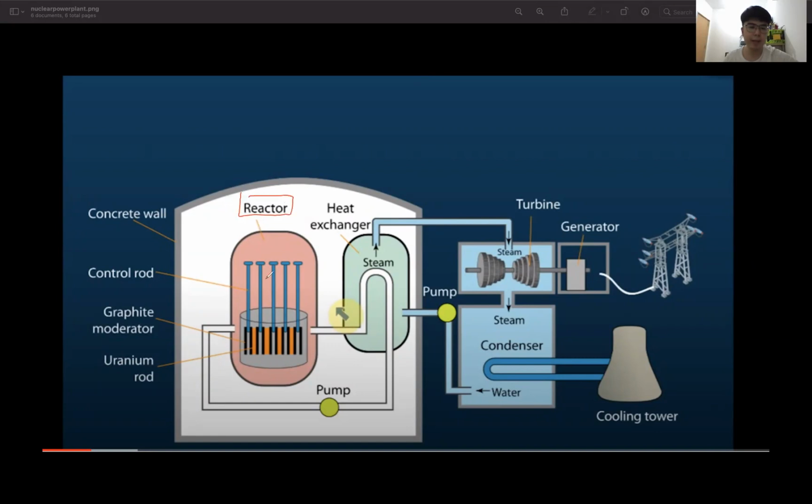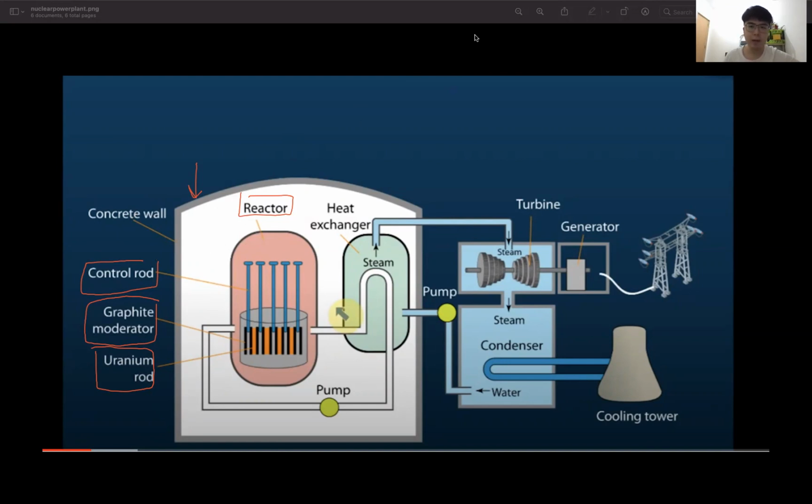Okay, basically what is inside the reactor consists of the control rod, the graphite moderator, and also the uranium rod. All these three make up the reactor. And it is placed inside a very, very thick concrete wall. Not the concrete wall in your house, a very thick one. Why? Because they want to prevent all the radioactivity from coming out. It can block all alpha, beta, and even gamma.